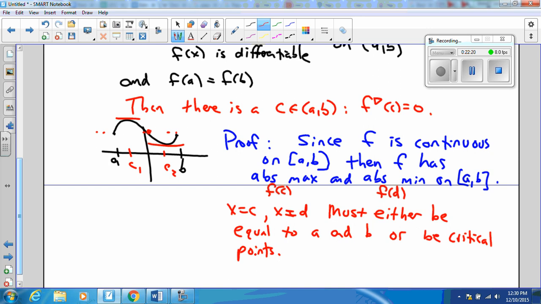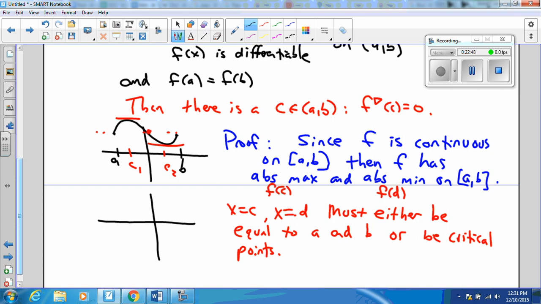Okay. Now we've got a couple of possibilities. So x does equal d or x does not equal d? Does equal d. So what I'm saying is that since my max and my min are f of c and f of d, then the two locations of my max and my min have to either be at the endpoints or else they have to be at critical points. Okay? So let's take both possibilities.